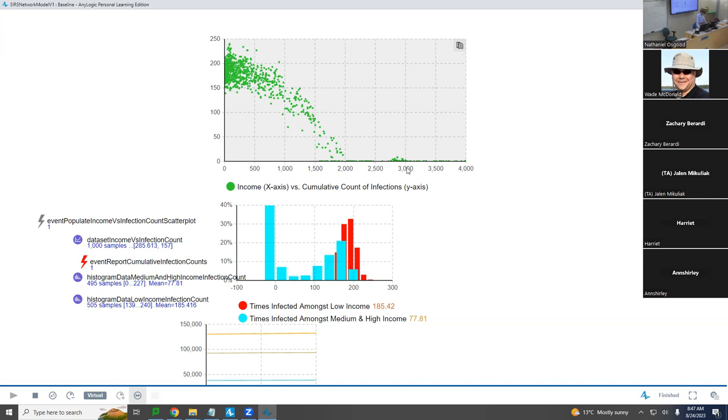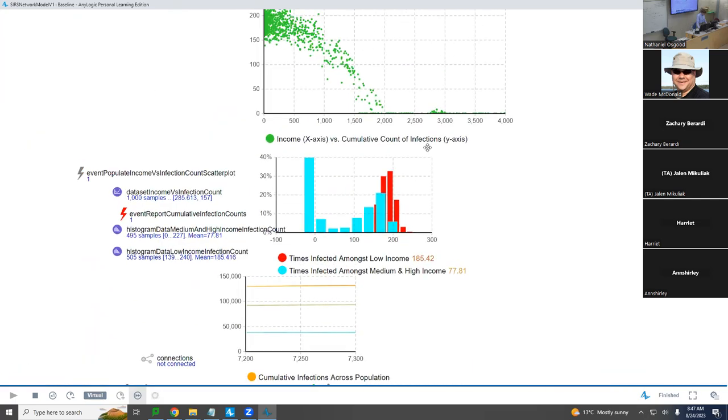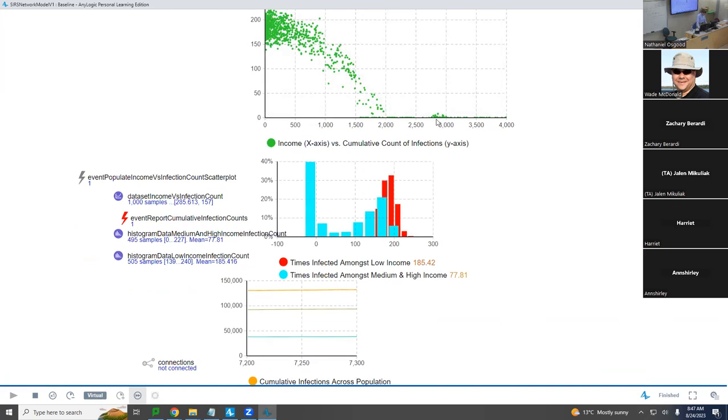But the graph is not without its quirks. Here, for example, we see at 3,000 a little blip, probably associated with some sort of connected component of higher income individuals. But the overall picture here, the overall relationship, is likely a fairly stable one for the particular model assumptions in the form of model structure and the form of parameters.